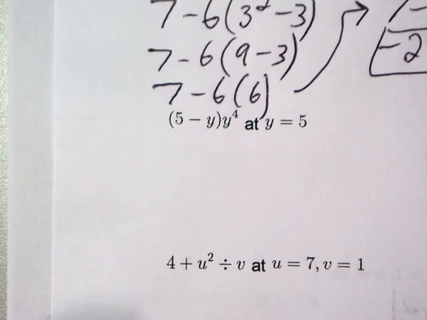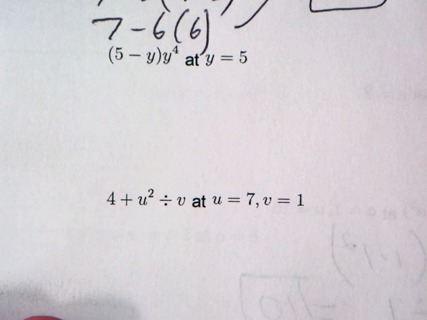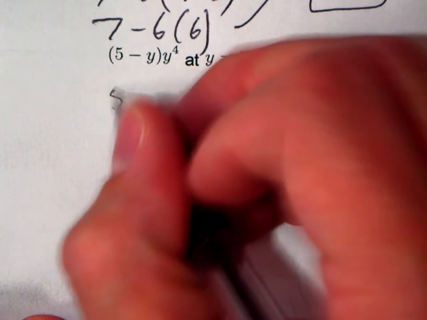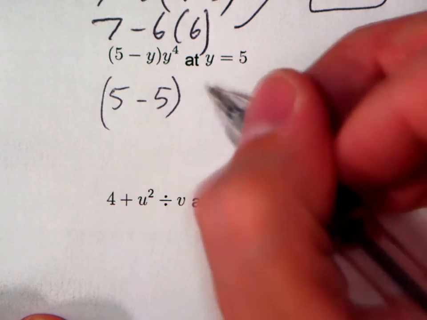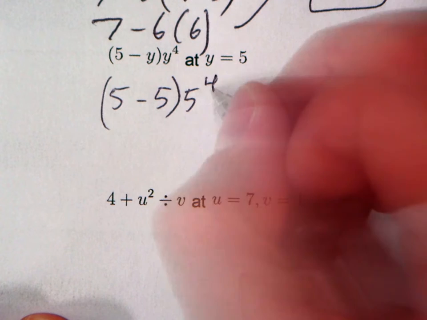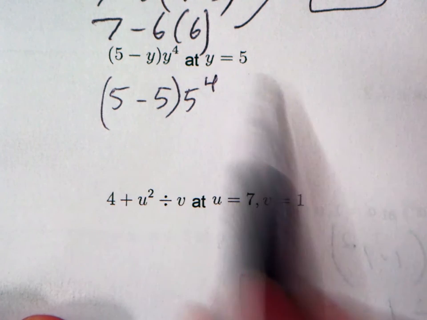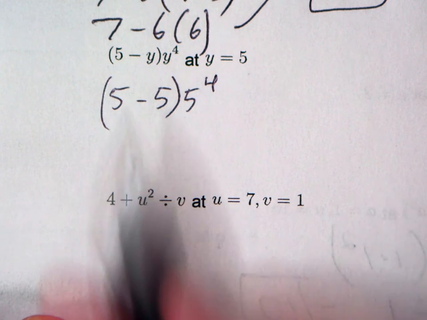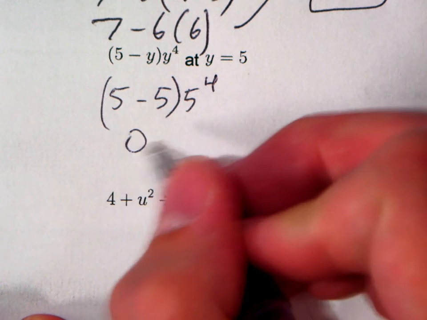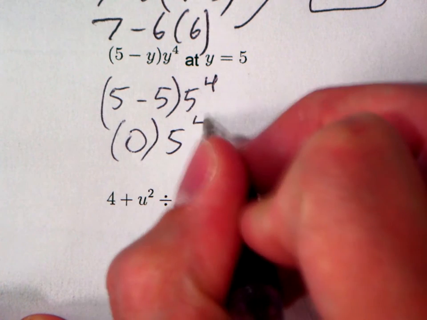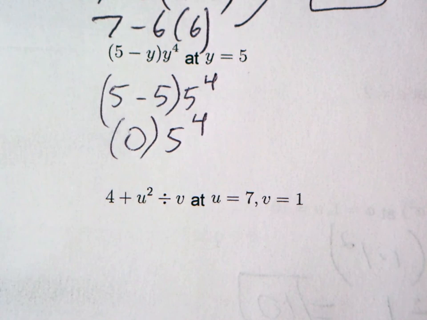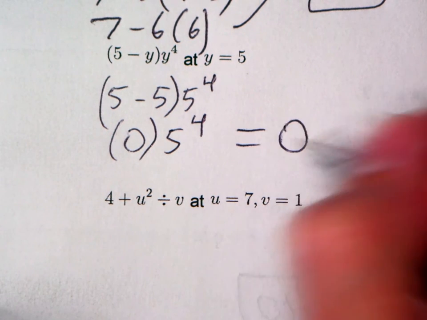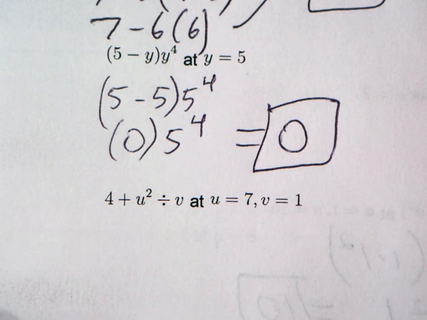We'll do one more from this page, and then we'll jump to Wednesdays. So if we plug in 5 minus 5 times 5 to the 4th, because we were replacing y each time, the 5 minus 5 gives us 0. And then we have 0 multiplied by 5 to the 4th. So 5 to the 4th might be a little more difficult to figure out. 5 times 5 is 25, times 5 is 125, times 5 is 625. But it doesn't matter, because we're multiplying by 0. Anytime you multiply by 0, the answer is always going to come out 0.